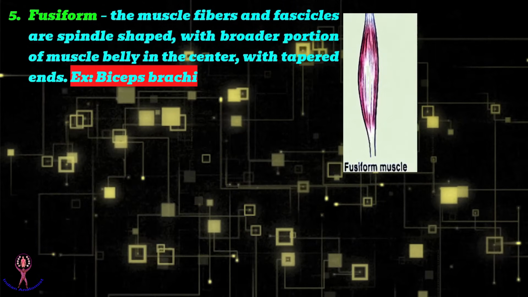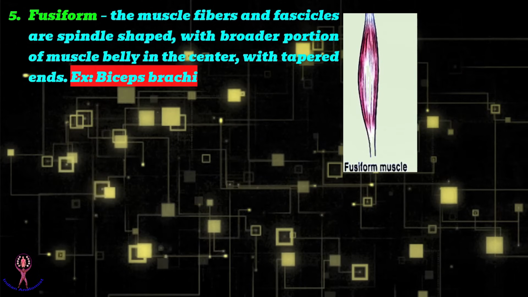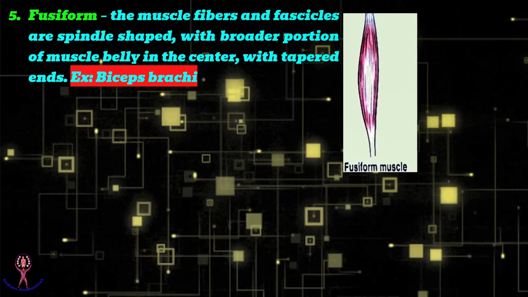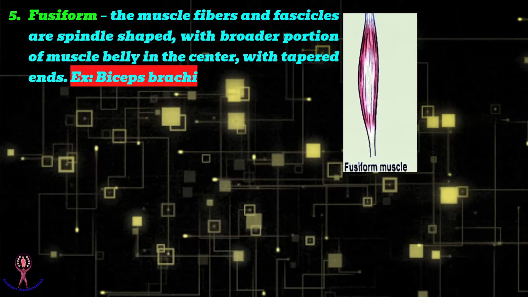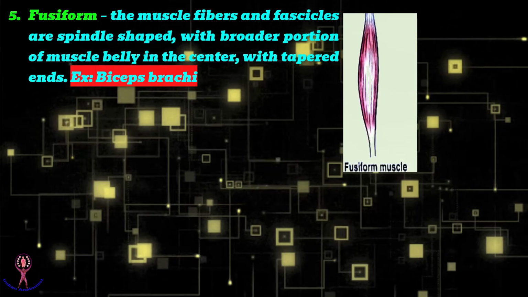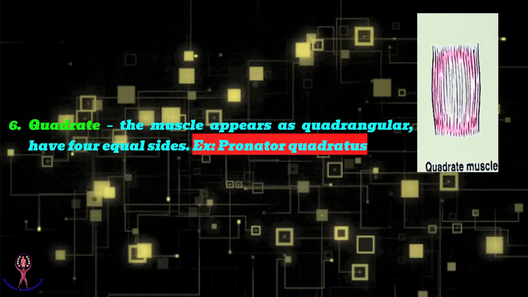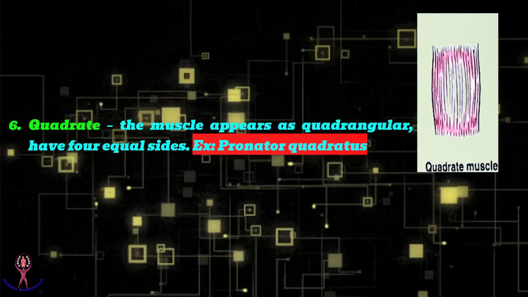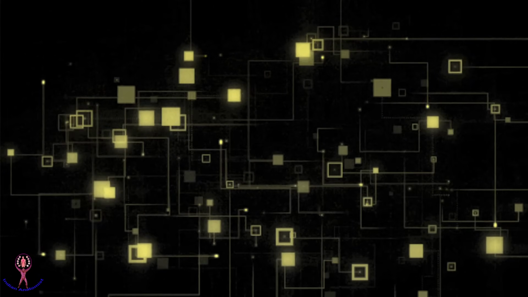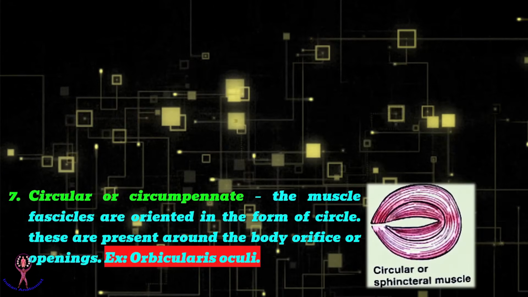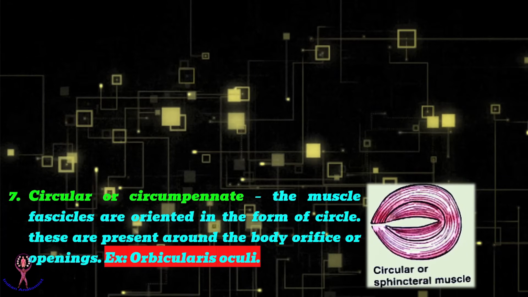Number 5 is fusiform muscle. The muscle fibers and fascicles are spindle-shaped, with the broader portion of the muscle belly in the center, with tapered ends. Example is biceps brachii. Number 6 is quadrate muscle. The muscle appears quadrangular and has 4 equal sides. Example, pronator quadratus.